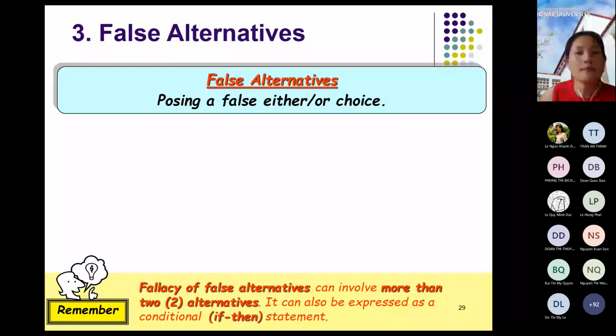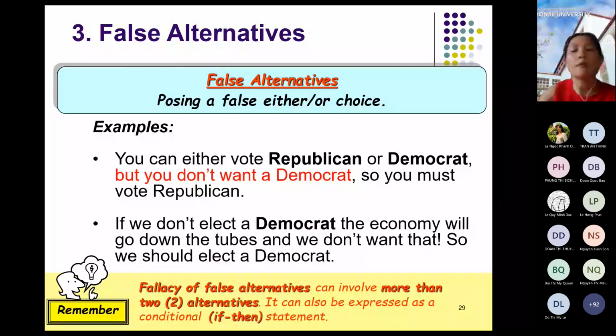Okay, so here, when you look at the examples, two of them are about the election. Let's pick up the first one to discuss, okay? You can either vote for the Republicans or Democrats, but you don't want a Democrat, so you must vote for Republicans. So what is wrong in the first example here? Why is it fallacious? Why?